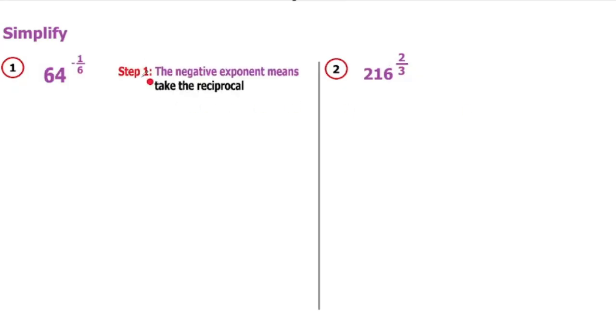So step one, the negative exponent means take the reciprocal. So we're going to work on this one first. So that means this all goes into the denominator and this changes sign, okay? And the negative just means it's 1 over all of this, okay?